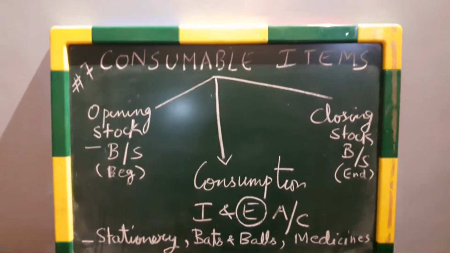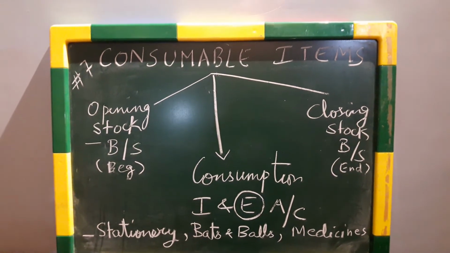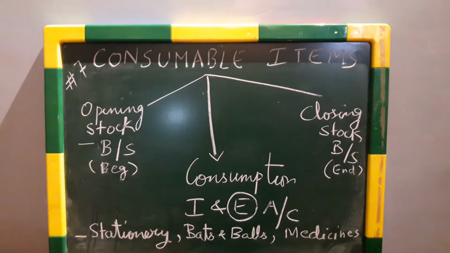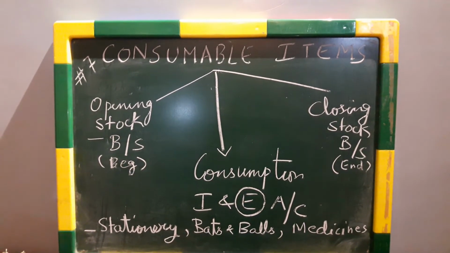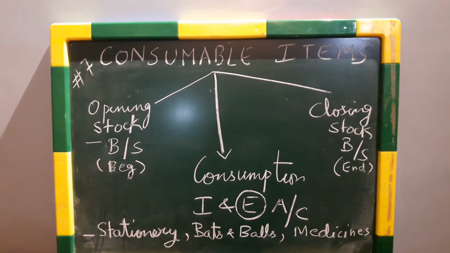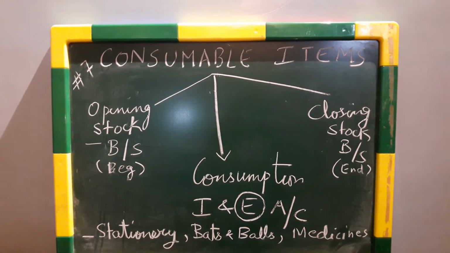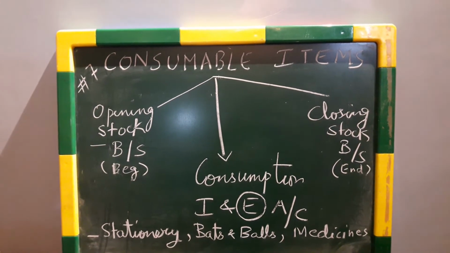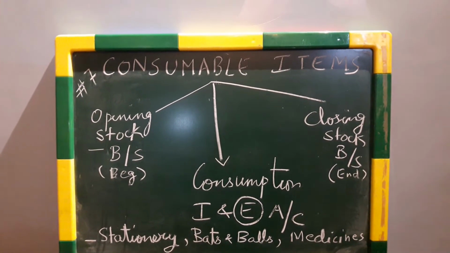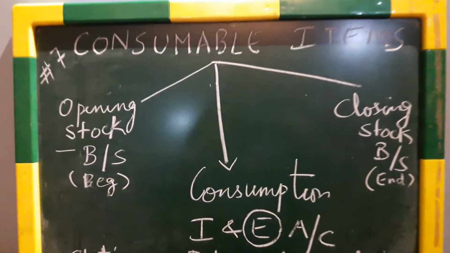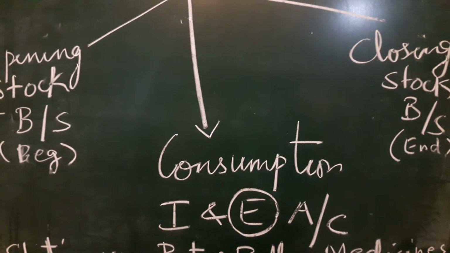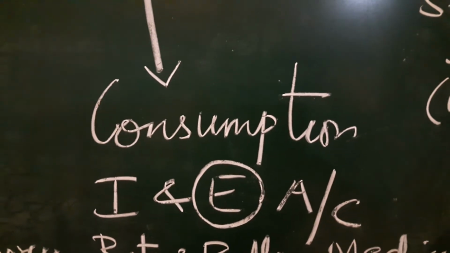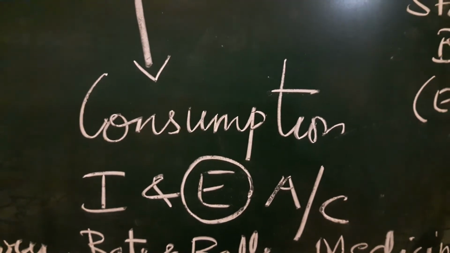So remember, consumable items, what are those? Stationery, bats and balls, sports goods, medicines. There can be more examples. Now, what is the treatment? Opening stock of these assets will be shown in the balance sheet in the beginning of the year, closing stock in the balance sheet at the end of the year, and consumption will be calculated and shown in the income and expenditure as an expense. This is important.